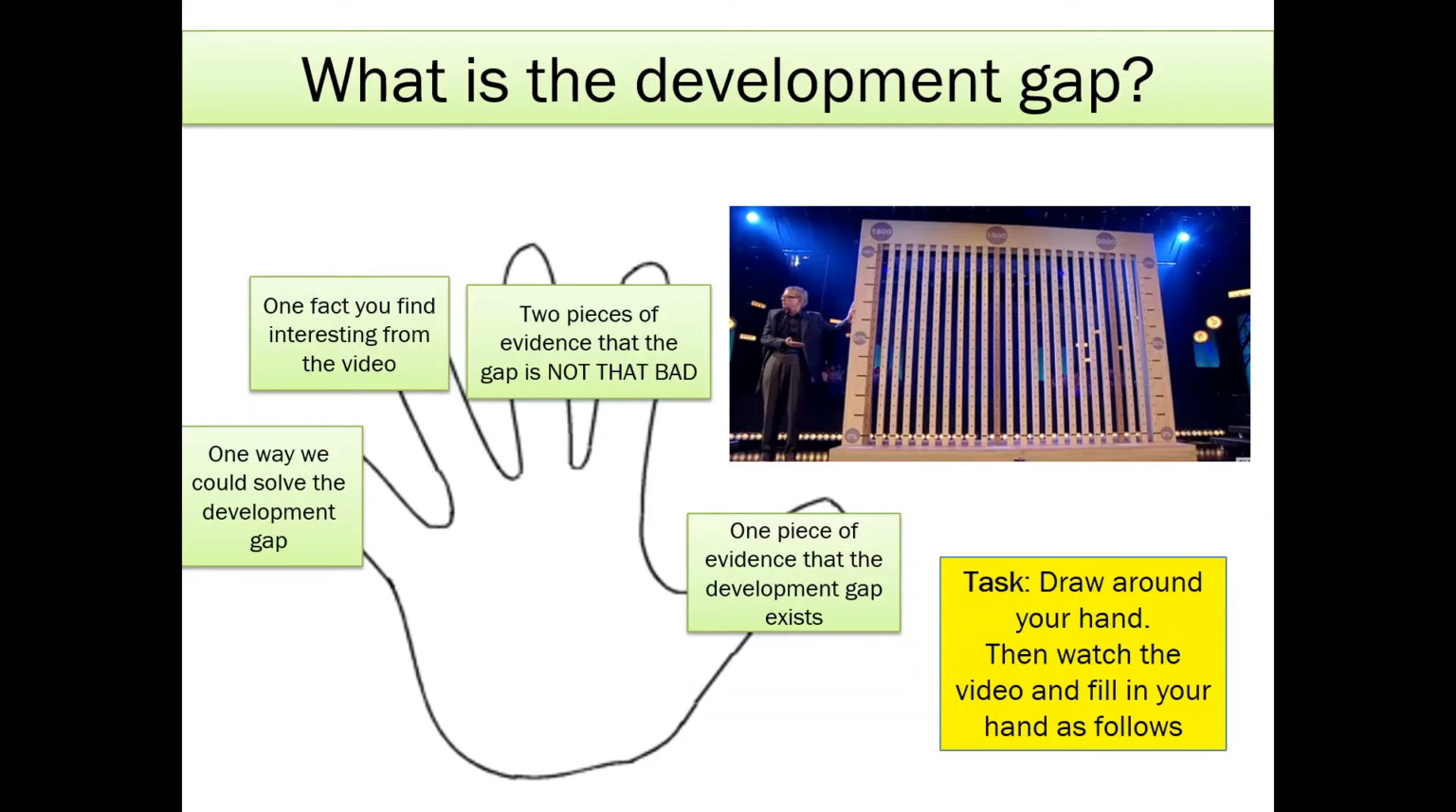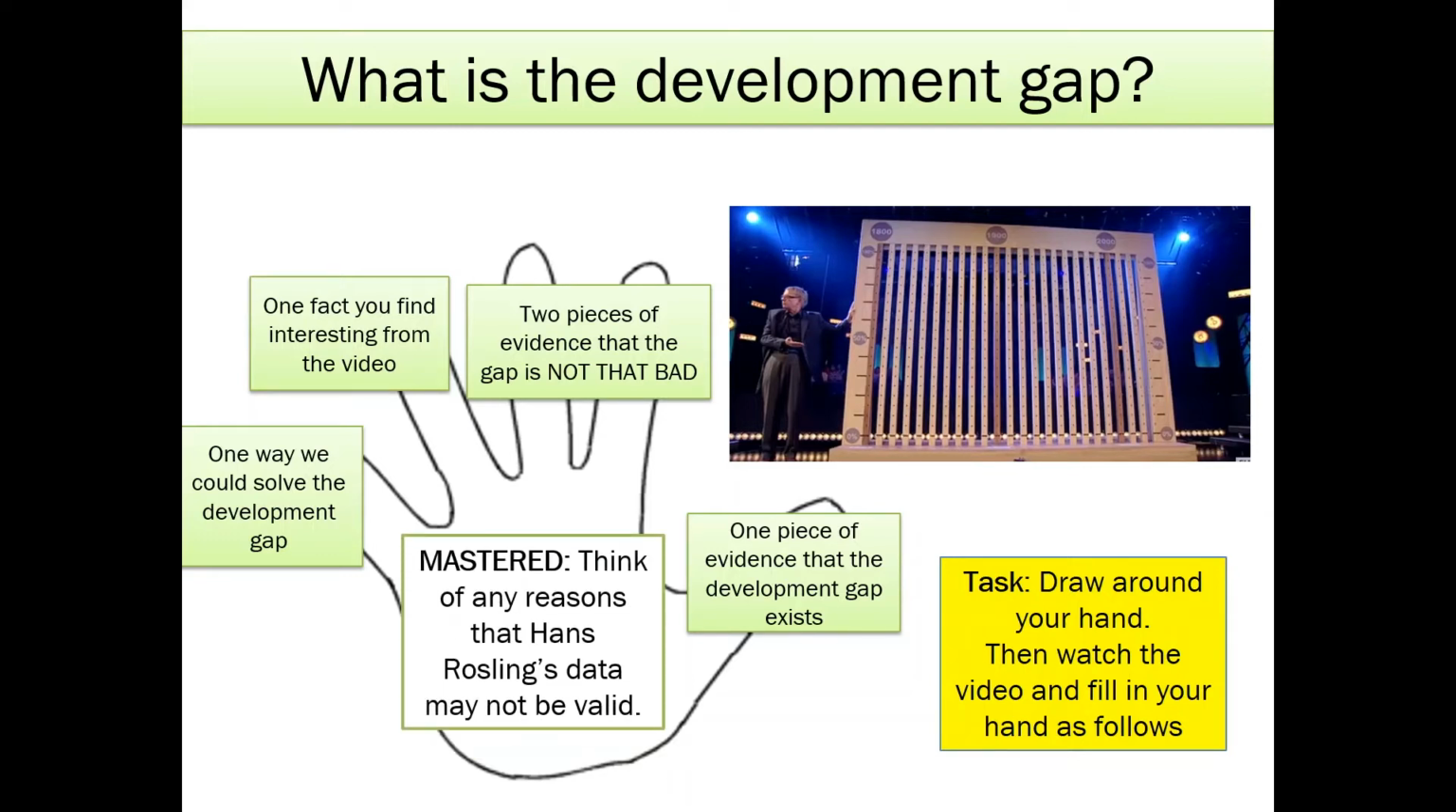For a mastered task then, in the palm of your hand, think of any reasons that Hans Rosling data may not be valid. So the data that you see in the video, why might it not be valid? Why it might not be true? Why it might not be accurate as well?